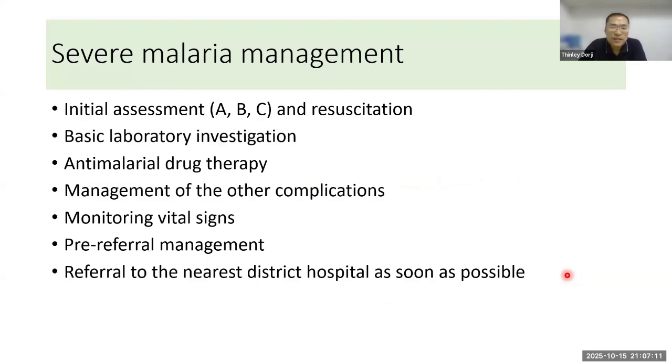How do we manage severe malaria? We have to do the initial assessment of ABC, correct the shock, correct sugar, and then we will do basic laboratory testing to check for organ function status. We will have to deliver the antimalarial therapy. We'll come to this in the next slide. We'll have to manage the other complications and monitor the vitals, and it is recommended that patients with severe malaria be referred to a higher center after you have stabilized the patient at your district center.